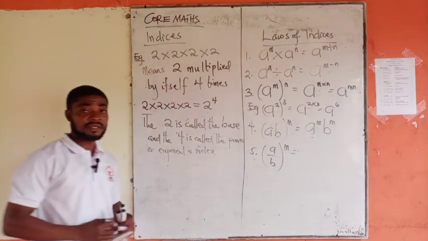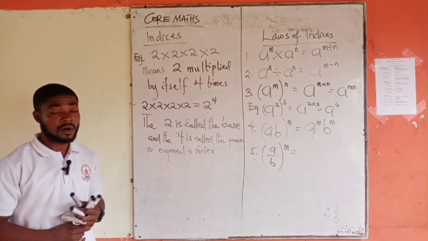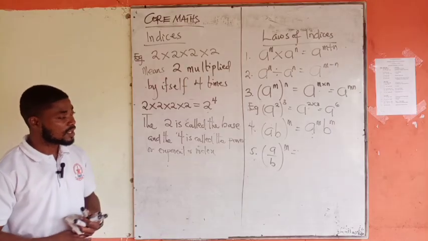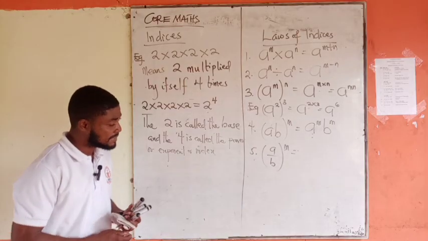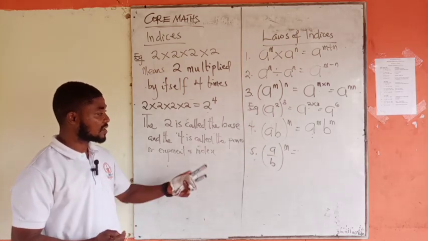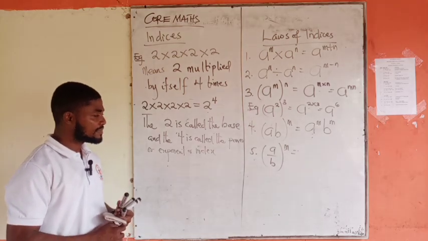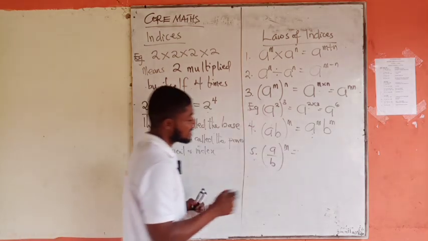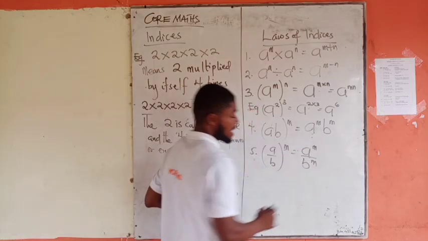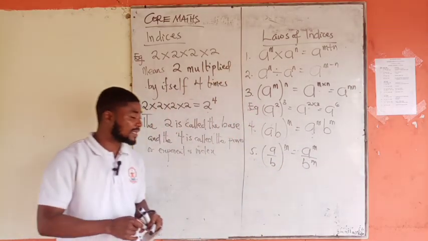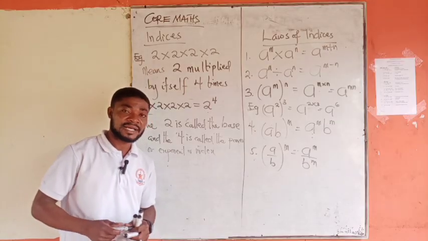So from here, we quickly move to the fifth law, which also talks about this. When we have A over B, all exponent M, it should be the same as A exponent M all over B exponent M.